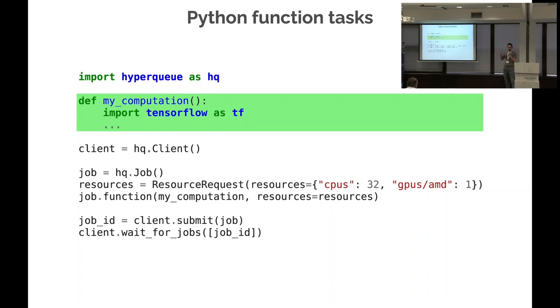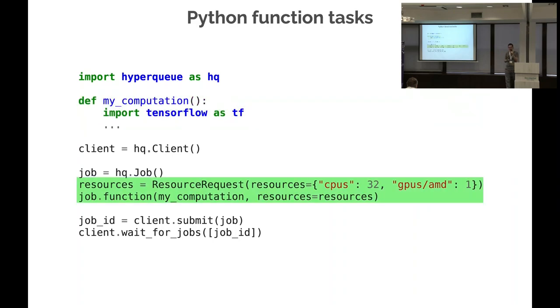Like a normal Python function, you can import whatever you want, for example, TensorFlow. And then you can say, I create a task that will execute this Python function. And you can, of course, use the API to define everything else that you can do through the command line, for example, the resources. So when you use TensorFlow, you will probably be using some kind of GPU.